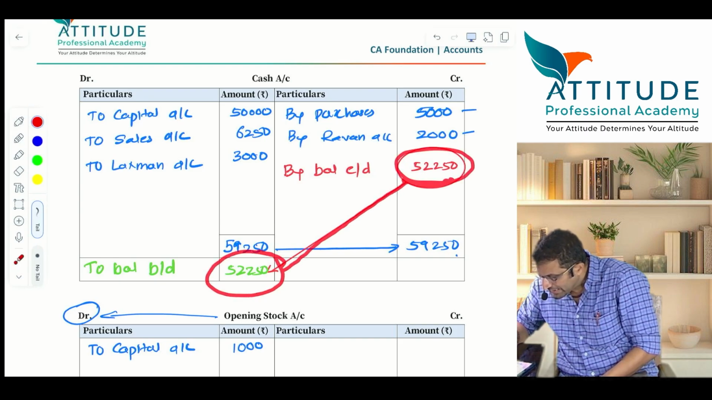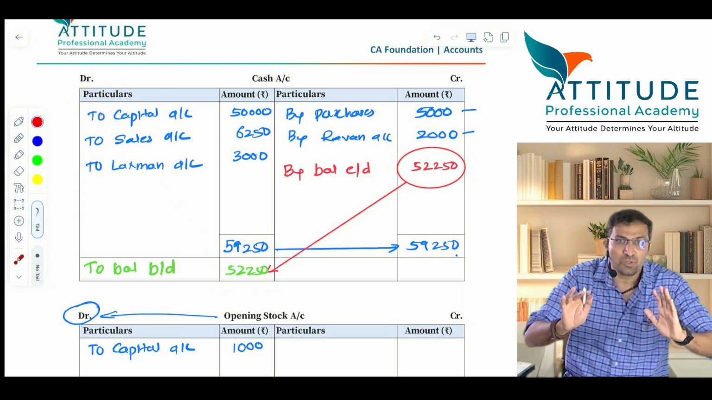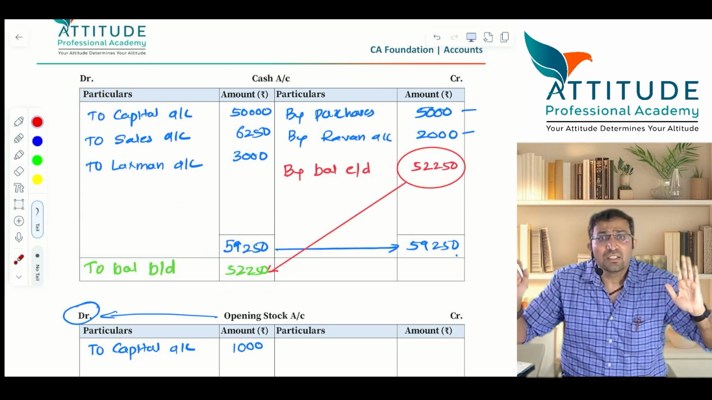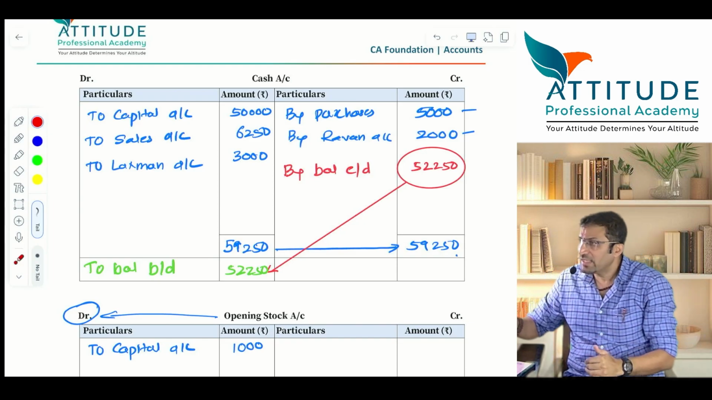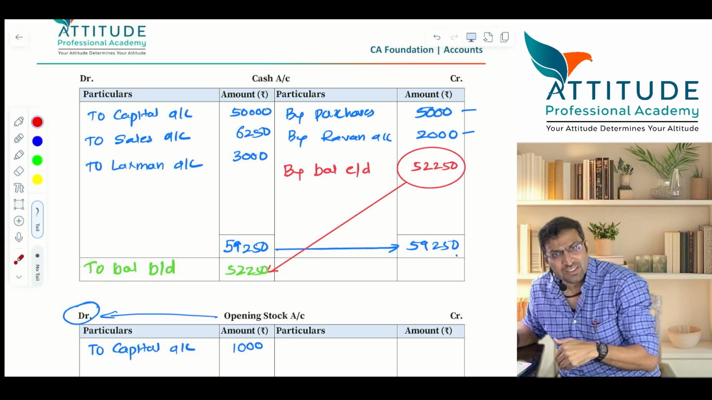So what is green? Green is shown on the debit side. Green ink. So that is your balance. So cash account is showing a debit balance of how much? 52,250. All of you got it? Similarly, all of you have done? Are you there with me? Shall we go to the second account?